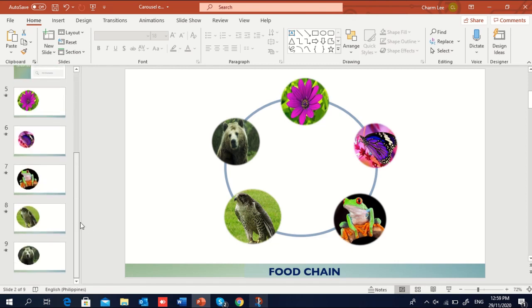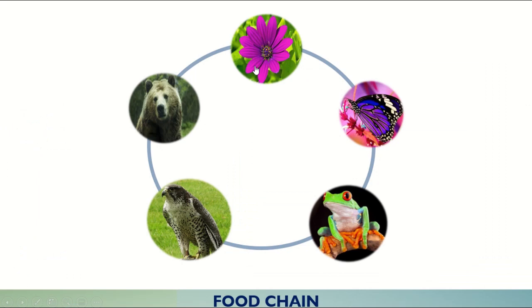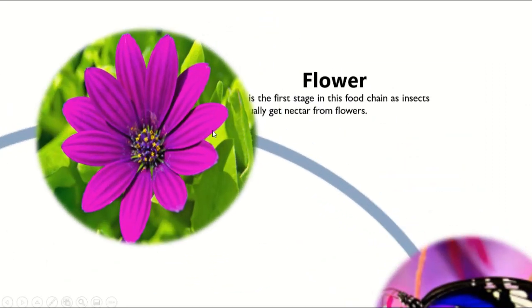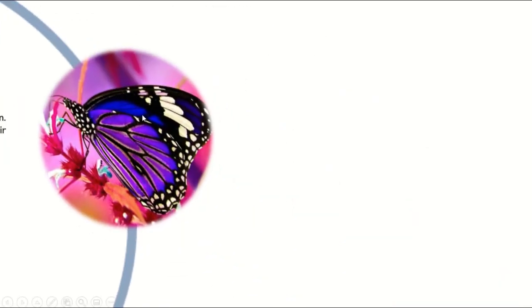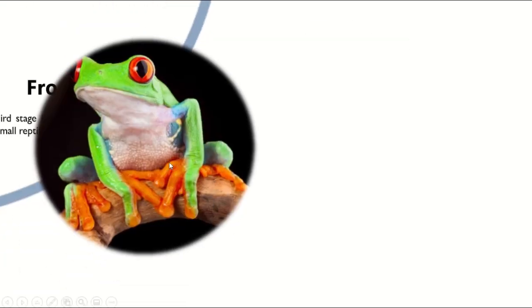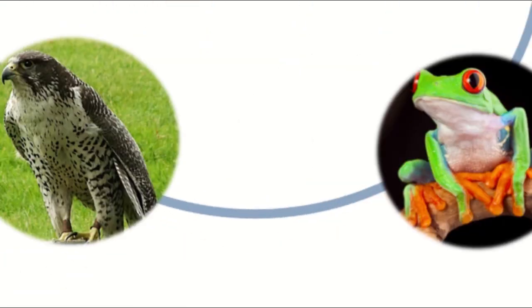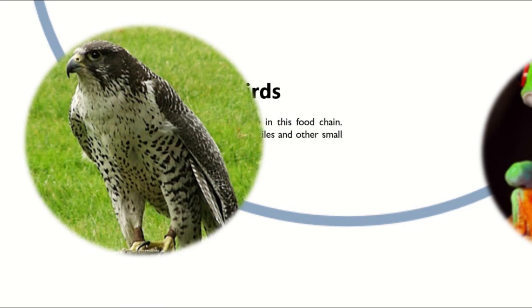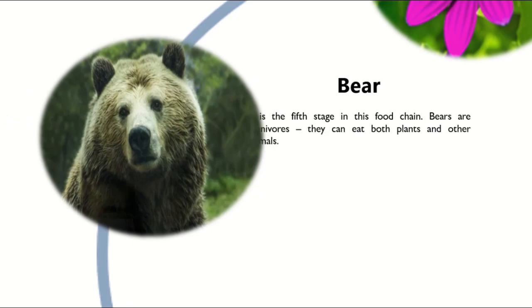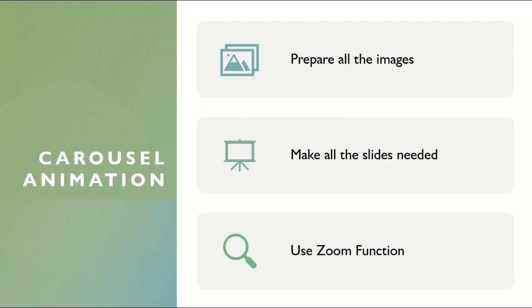Okay, I will show you the end result first. As you can see, when I click on the image, the screen zooms in. Then when I click again, it shows the description of the image. See, it is so nice, right? For sure your viewers will surely like the video and the animation. For this animation, you need to do the following.